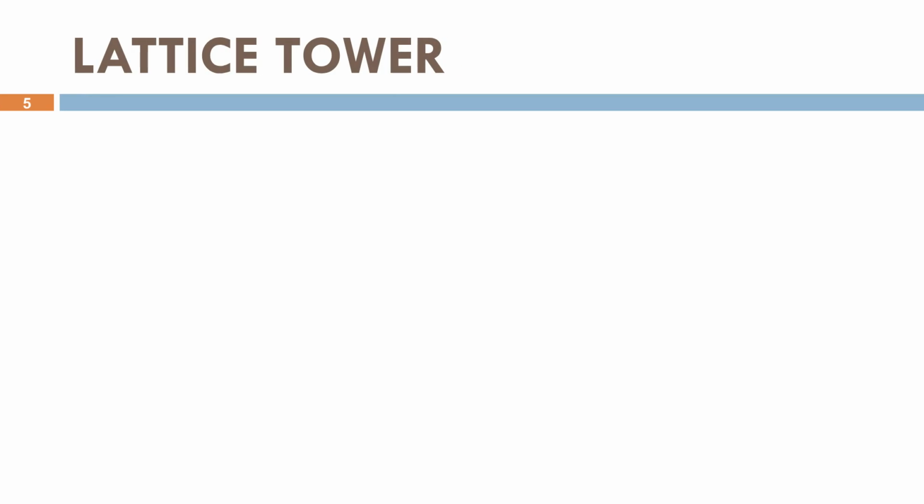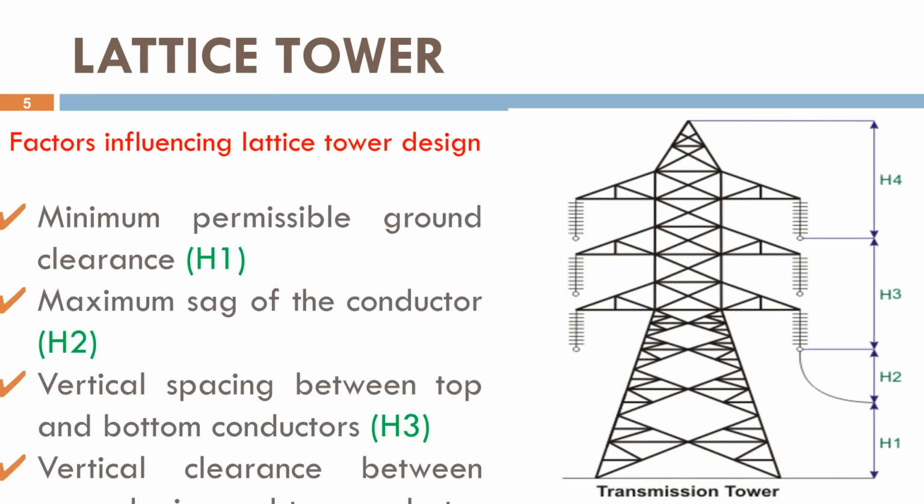Several factors are considered while designing a lattice tower. First is the minimum ground clearance, which ensures that conductors remain safely above the ground. Second is the maximum conductor sag, which increases with temperature and loading. Third is the vertical spacing between conductors, preventing electrical flashover. Finally, sufficient clearance between the ground wire and the top conductor must be maintained. Considering these factors ensures reliable electrical transmission and public safety.